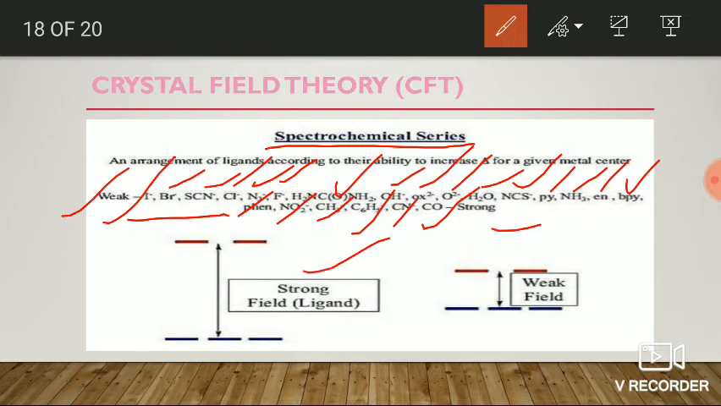In the case of strong field ligands, the separation between the d orbitals, that is the splitting of the d orbitals, is very high. So the CFSE value is more. In the case of weak field ligands, the splitting of d orbitals is small, so the energy gap between the different sets is very small, as I explained in the previous slide. This is the criterion for why low spin and high spin complexes are obtained, which is not explained by the VBT theory.